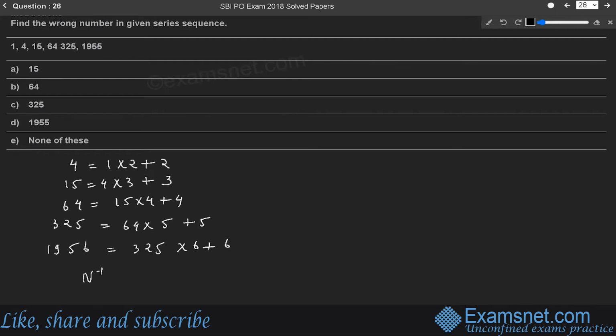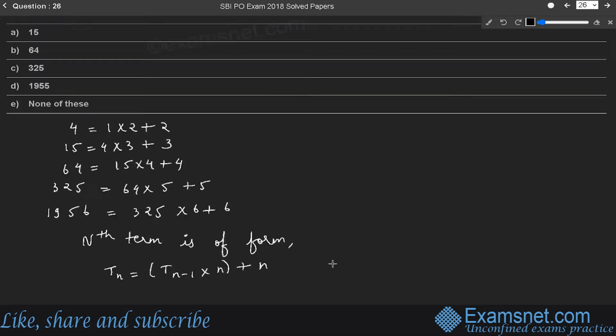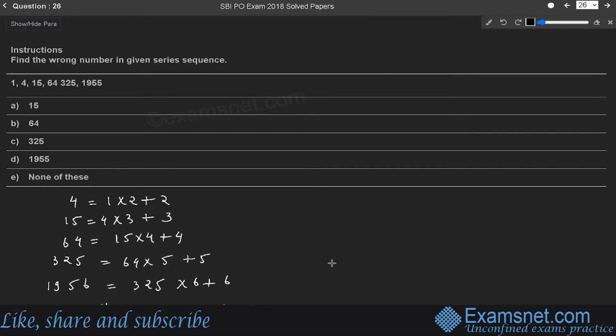We know that the nth term is of the form Tn equals Tn minus 1 into n plus n. Here, the last term does not follow the pattern and is thus the wrong number in the sequence. So we can say that the last number is the wrong number. So the correct option is option number D here.